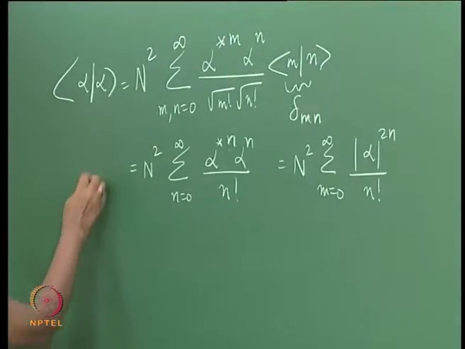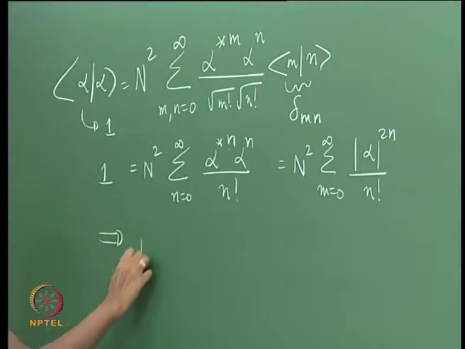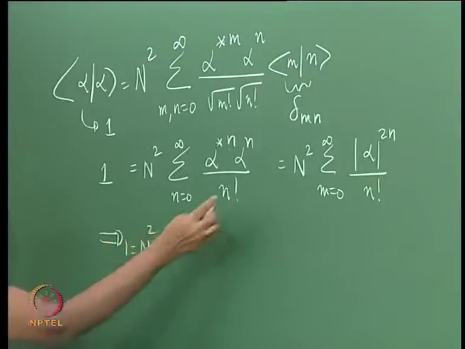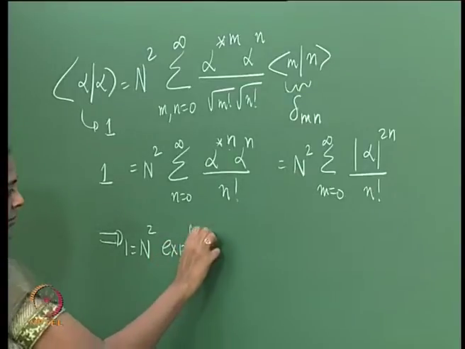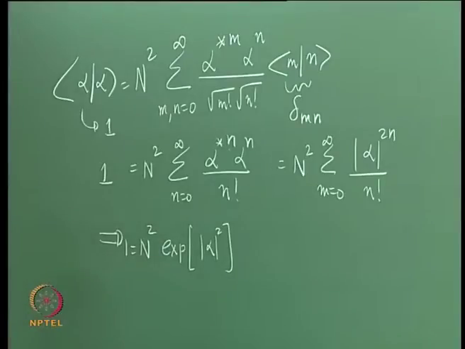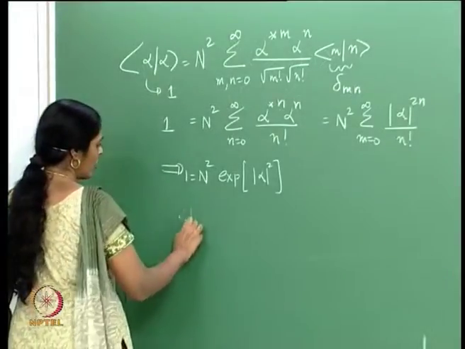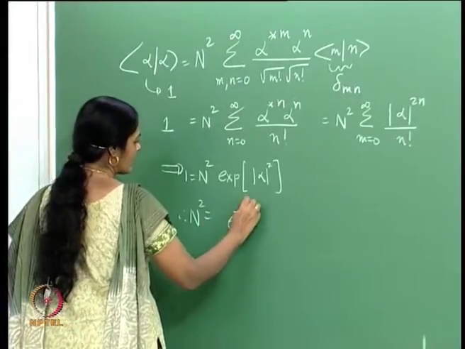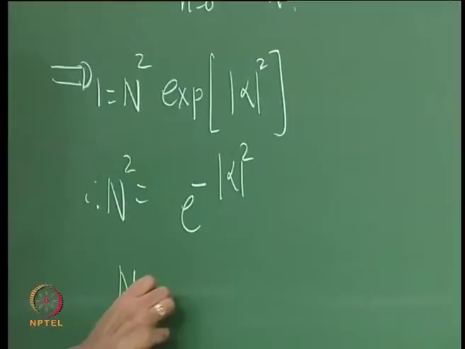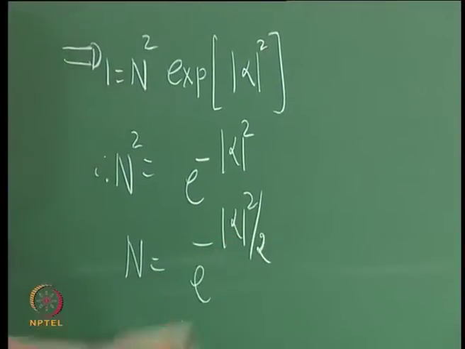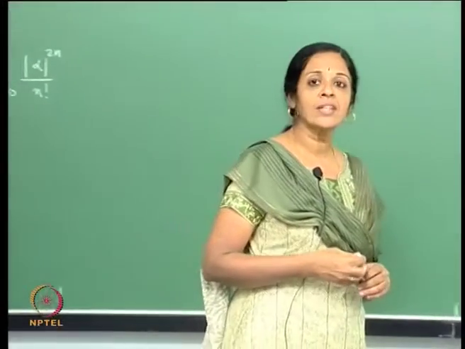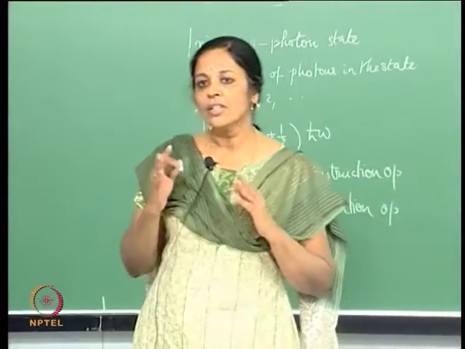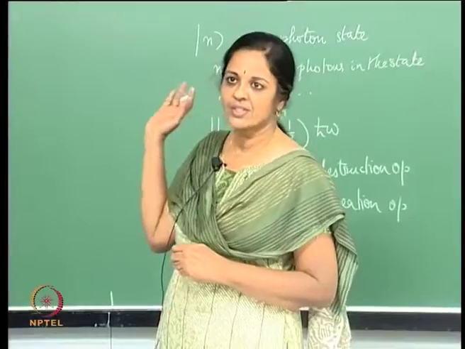And if this object is normalized to 1, this implies that 1 is equal to N squared times the familiar exponential series, exponential of mod alpha squared, and therefore N squared is e to the minus mod alpha squared, and N is e to the minus mod alpha squared by 2. So, I have fixed the normalization, and therefore the normalized state is the coherent state.